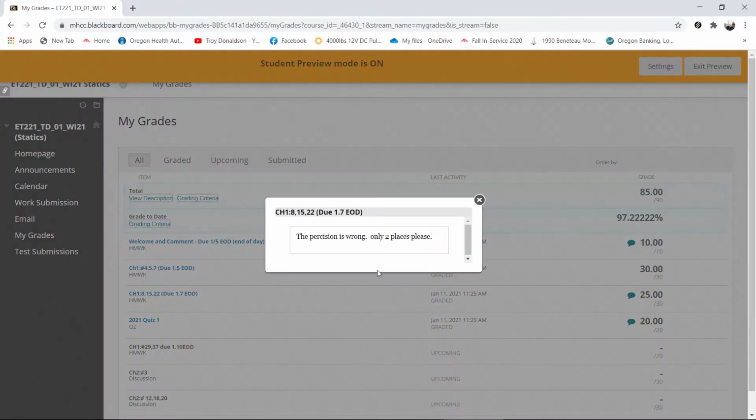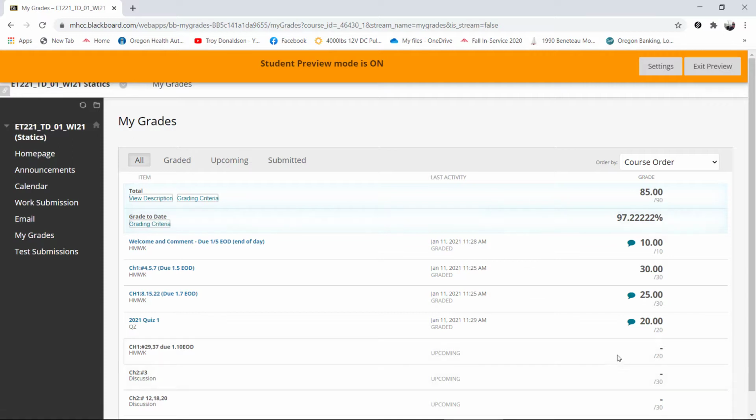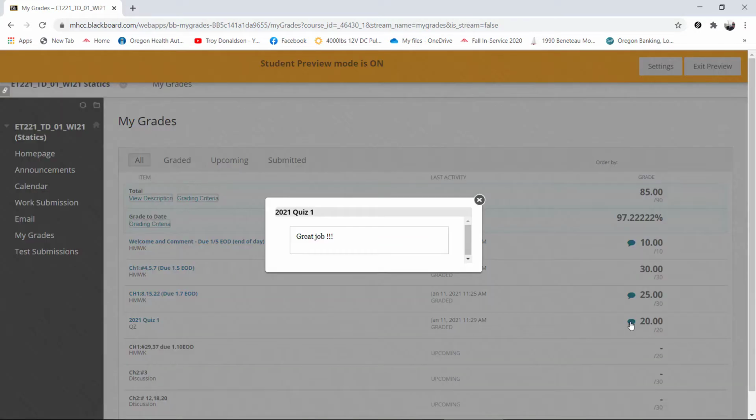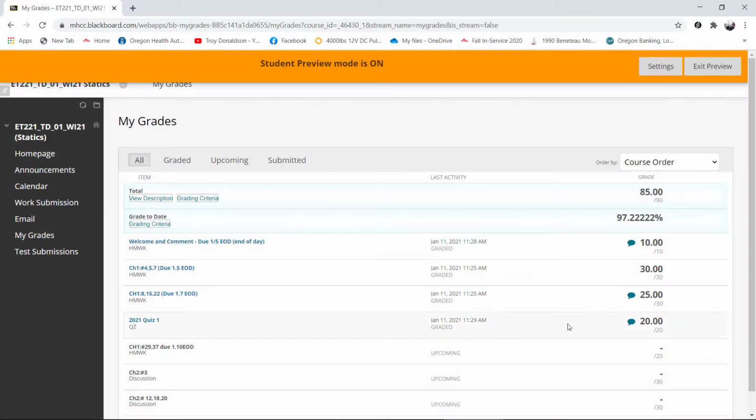If you click on that, it will give you some information about your homework problem. This one says the precision is wrong. Only 2 places, please. So I'm going to talk about that in a second. If you don't understand the comment, it's your job to email me and find out more. If you see 20 out of 20 and then there's a comment, that's usually me saying, great job. Okay, so you can look at those or not look at those.